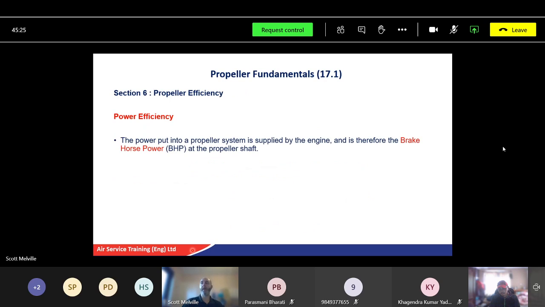Now, the power output in a propeller system is supplied by the engine, and is therefore the brake horsepower of the propeller shaft. Remember what I said about brake horsepower yesterday. That is what is left from indicated horsepower. Indicated horsepower is the theoretical perfect horsepower you should get from an engine, but once you add the propeller, friction and resistance, you lose a bit of power, and the brake horsepower is what is left. So propeller efficiency is simply thrust horsepower divided by brake horsepower.